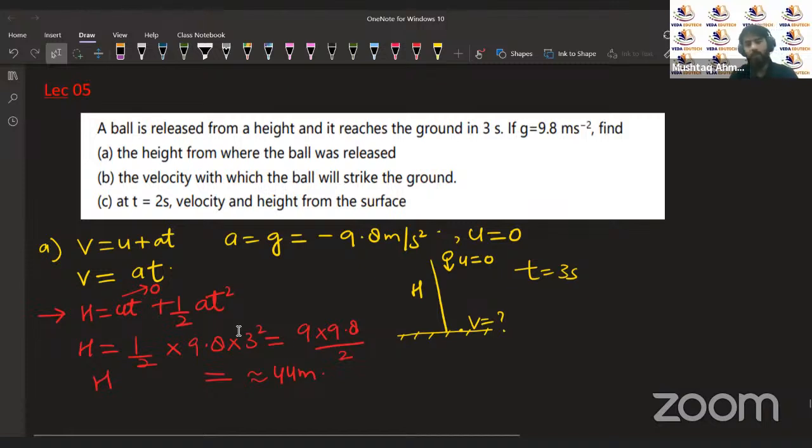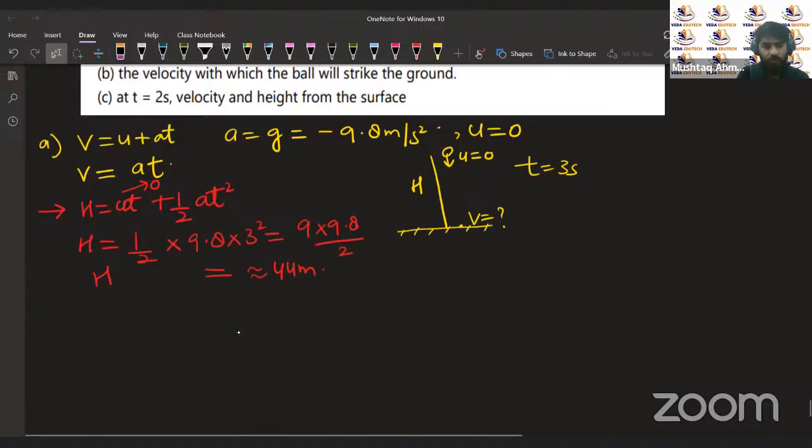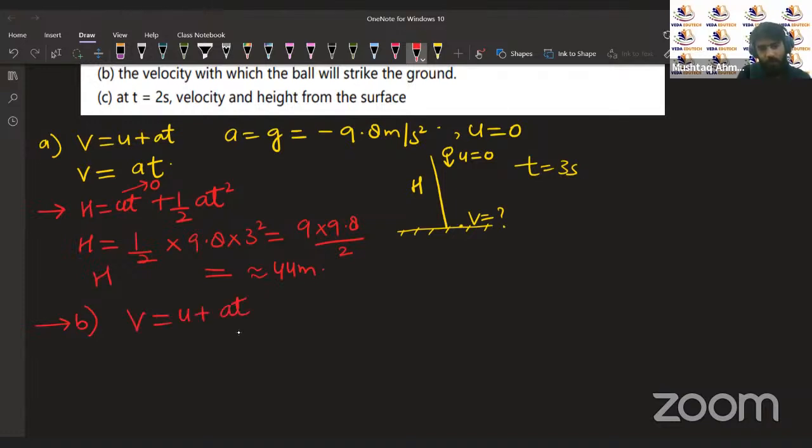Now the velocity with which the ball will strike the ground. We have to calculate the velocity with which this ball is going to strike the ground. That's part B. We can use the equation v is equal to u plus at. The initial velocity is given as 0, a is equal to minus 9.8 meter per second square, and the direction of velocity is also along the negative direction. So we can write v in the negative direction.